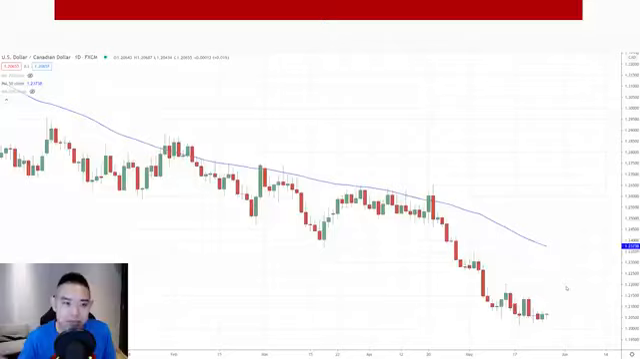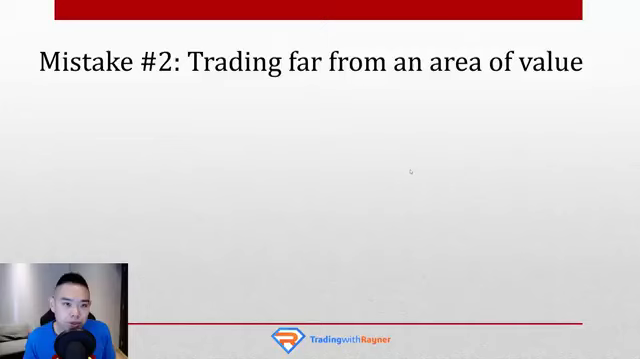And this brings me to mistake number 2, which is trading far from an area of value. Don't trade far from an area of value, because when the market makes a pullback, you will likely get stopped out of your trade.